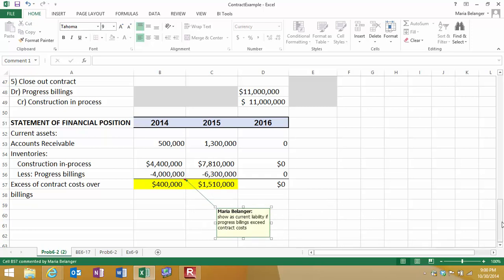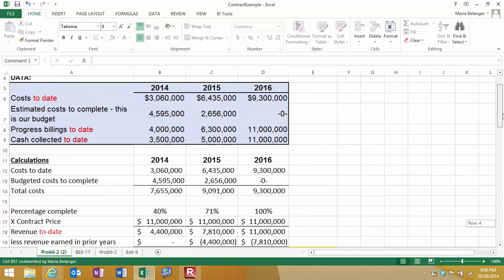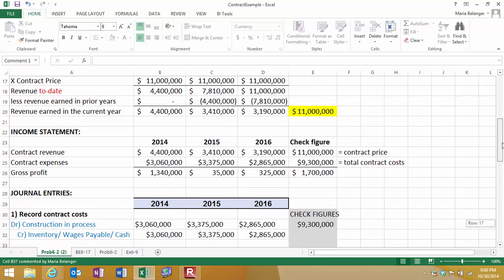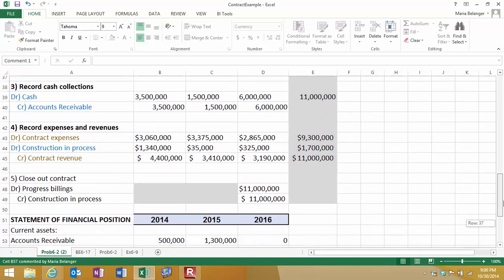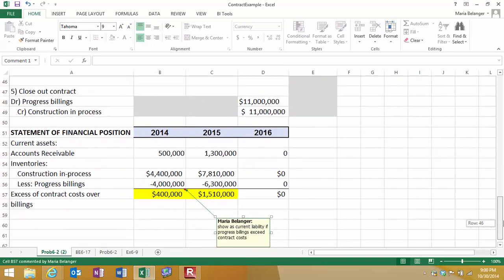That finishes the whole process. So now we've gone from our calculations through to our income statement, straight through to the journal entries, and then all the way to our statement of financial position.